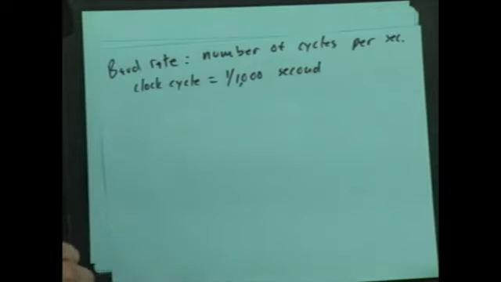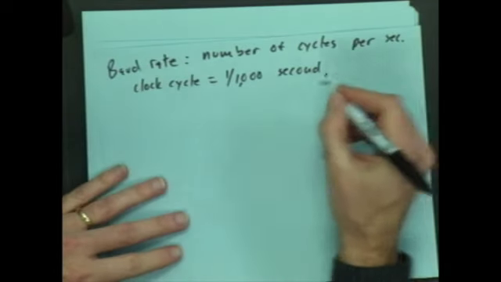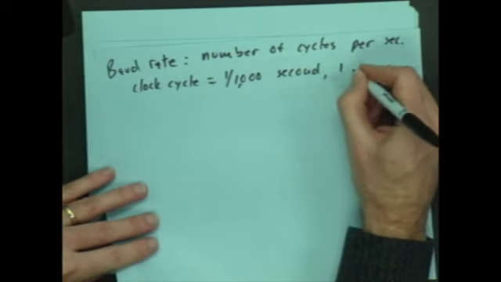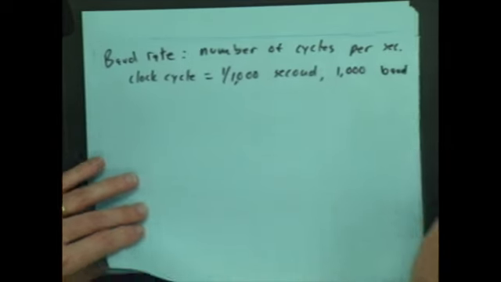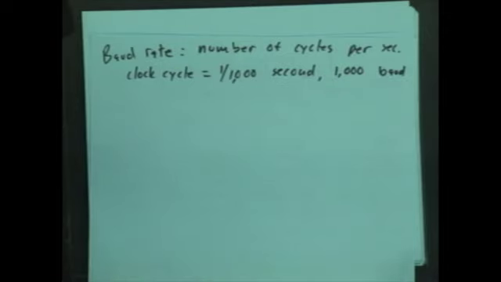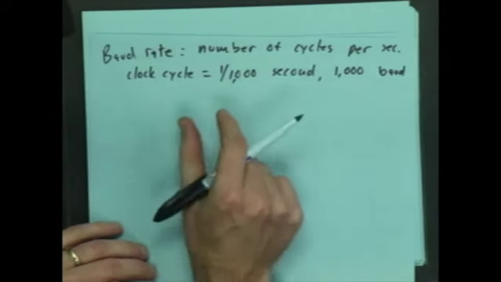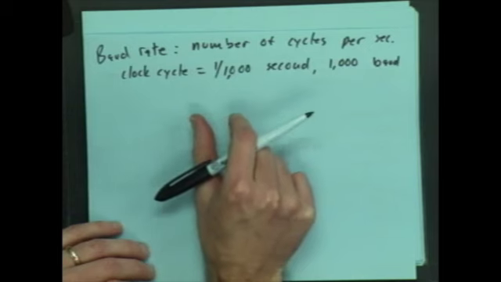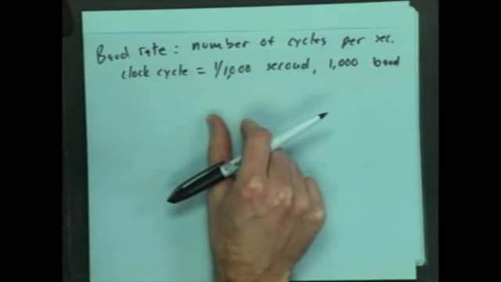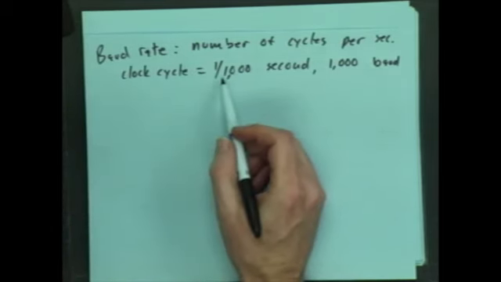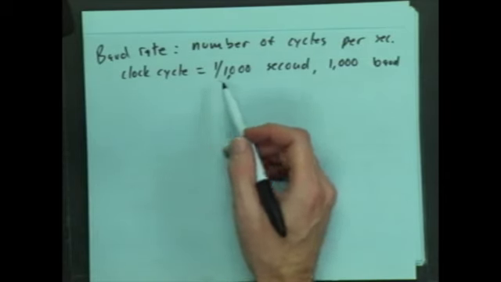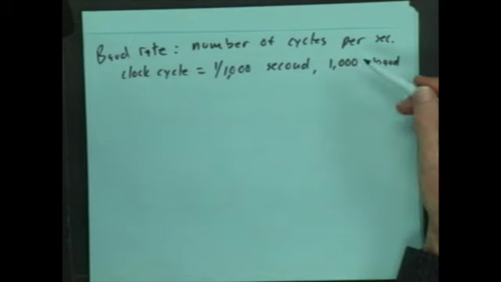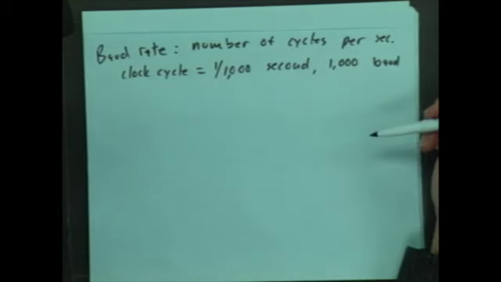If the clock cycle is 1/1000th of a second, it is going to be 1,000 baud. Okay? So the clock cycle, again, is how long that bit stays in the state. If it stays in the state for 1/1000th of a second before it changes, that means we can change states 1,000 times in a second. 1,000 baud.